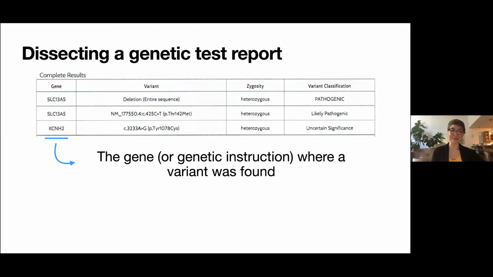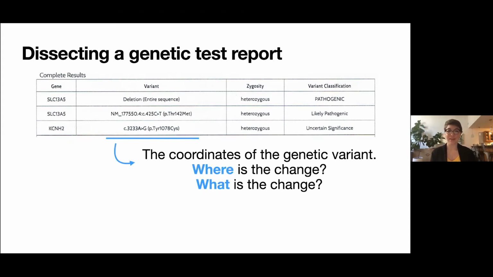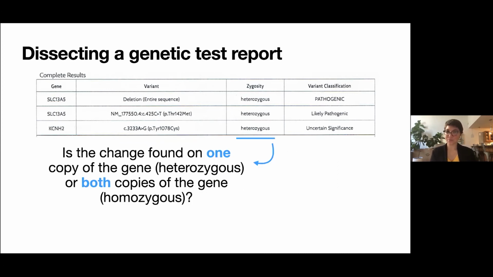I find these reports are all so confusing because they're just a mixture of letters and numbers, but this is nicely labeled. We're looking at the genetic instruction specifically. The next column is really just showing us the coordinates of the genetic change. So where did that change happen and what was that change? The next column, we're seeing what we call zygosity, which is a fancy way of saying, did this change occur on only one copy of the gene, which is what heterozygous means, or is it actually present on both copies of the gene, in which case you would see the word homozygous here.